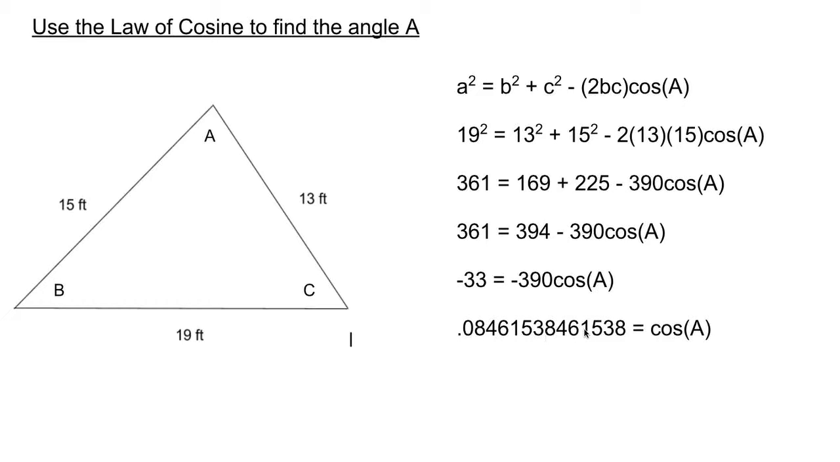If cosine of A equals x, then inverse cosine of x equals A. So you simply put inverse cosine of the number 0.08461 and so on, and you get that A equals 85.15.